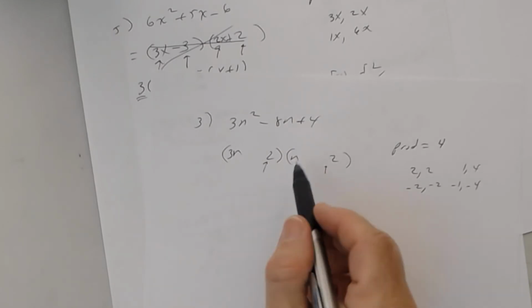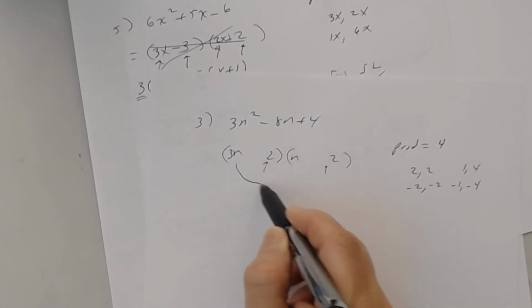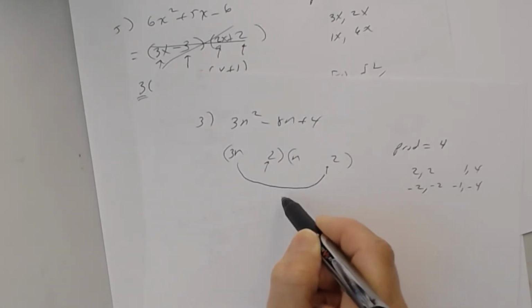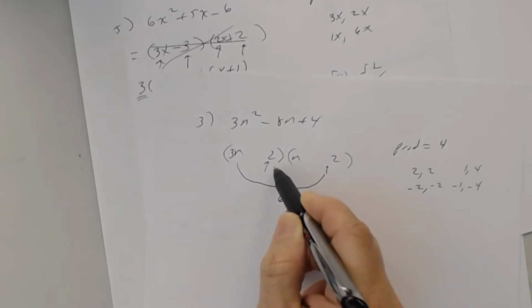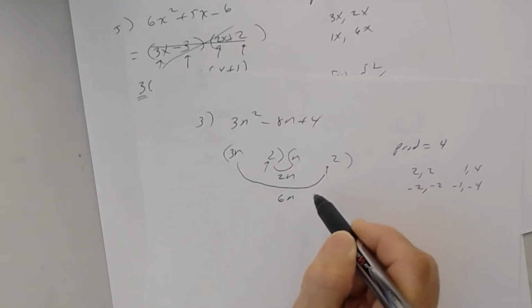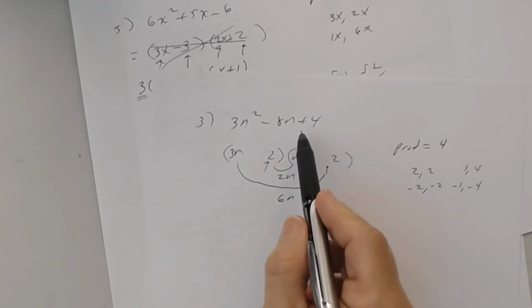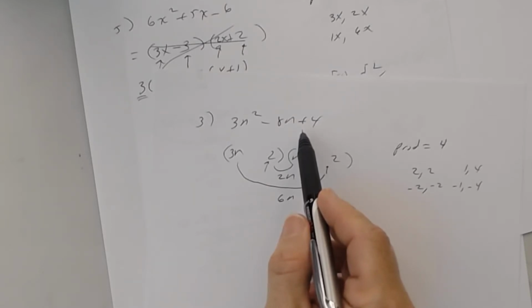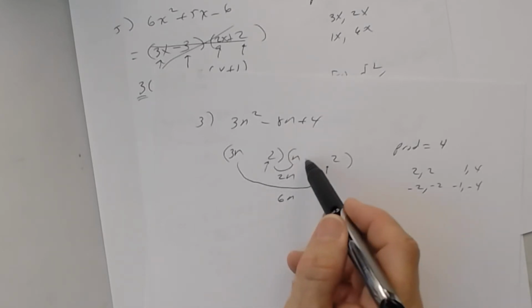Okay, now, what is the outer? 6n. What's the inner? 2n. All right, now I know that last sign's positive, right? Y'all agree? So that means that these signs in here have to be the same or different?